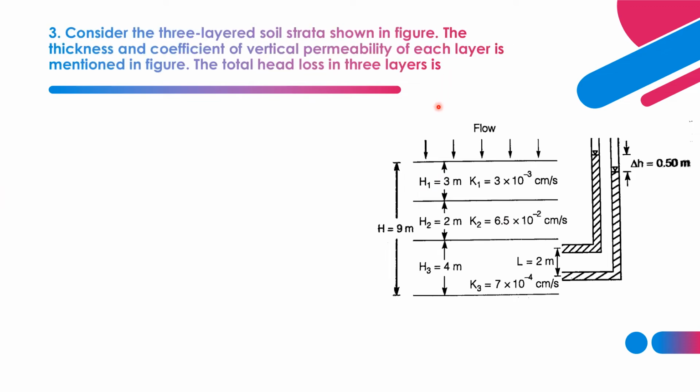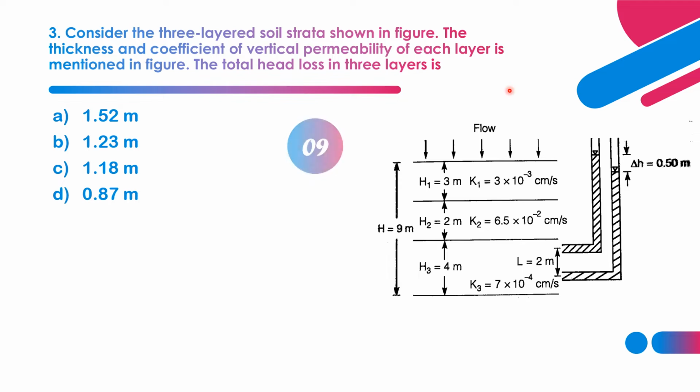This question deals with the permeability in soil strata. Here the flow is in vertical direction, and we have to calculate the total head loss in 3 layers. So consider the 3-layered soil strata shown in the figure. Here we can consider the first layer, second layer, third layer, and the corresponding depth and permeability of those soil layers. We have to calculate the total head loss. Option A 1.52 meter, option B 1.23 meter, option C 1.18 meter, option D 0.87 meters.